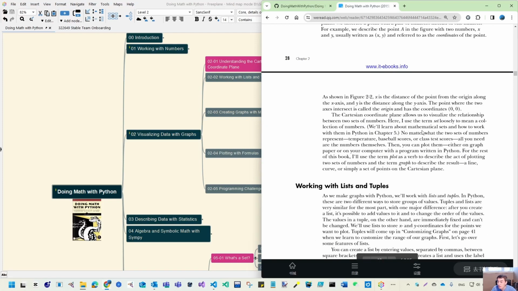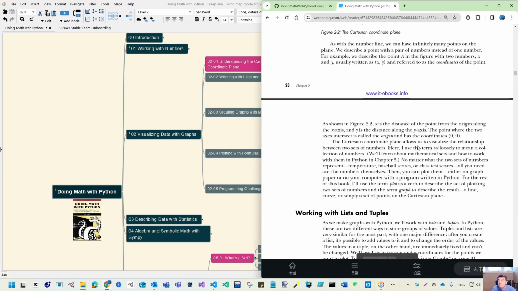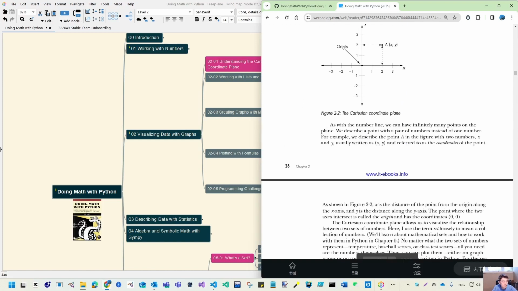We will use a set to call this xy pair. And we will use plot as the verb to describe the act of plotting two sets of numbers, and the term graph describes the plotting result. With a pair of numbers, we can draw a line or a curve, or simply draw a set of points on the Cartesian plane. Those are from this book. They show you what the Cartesian coordinate plane looks like.